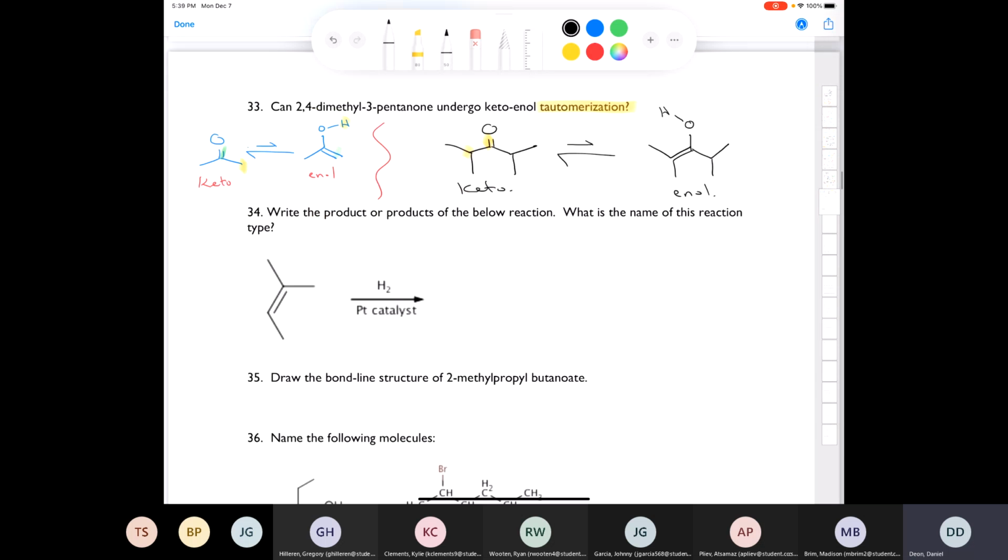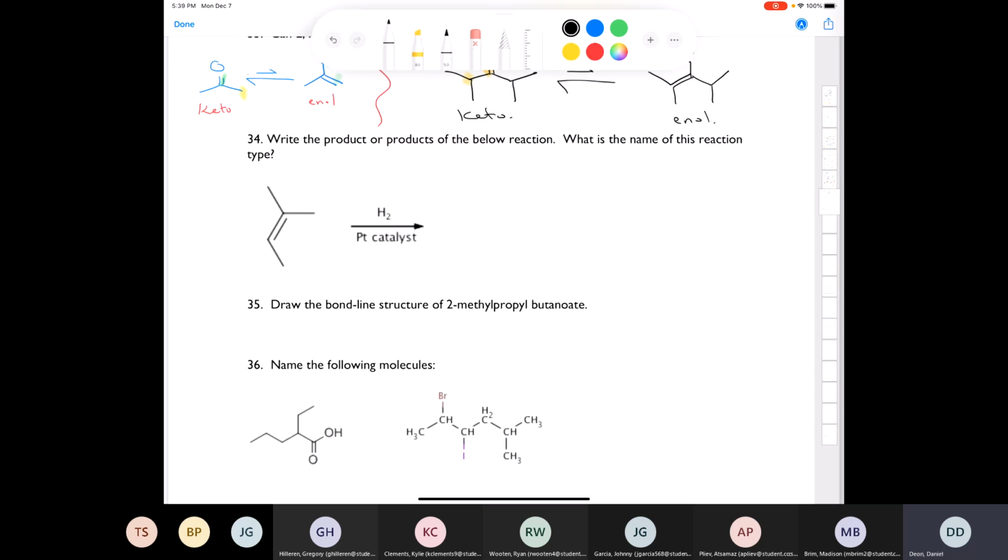Okay, question 34. Write the product or products of the reaction below. What is the name of this reaction type? We're starting out with an alkene. So we're starting with an alkene, and we're treating it with hydrogen and platinum as a catalyst. This is called hydrogenation.